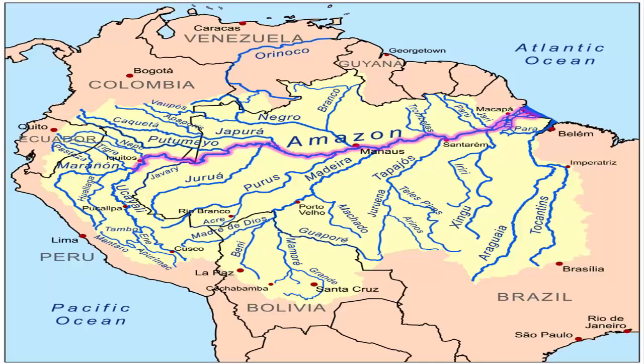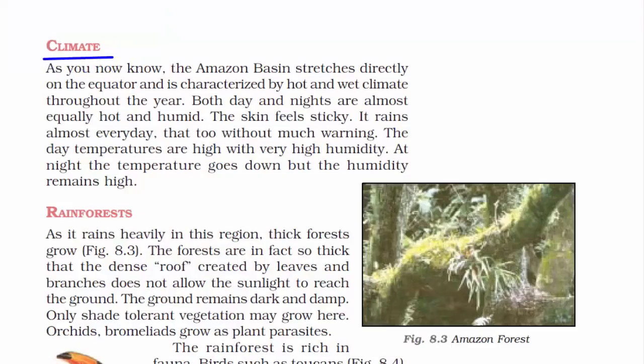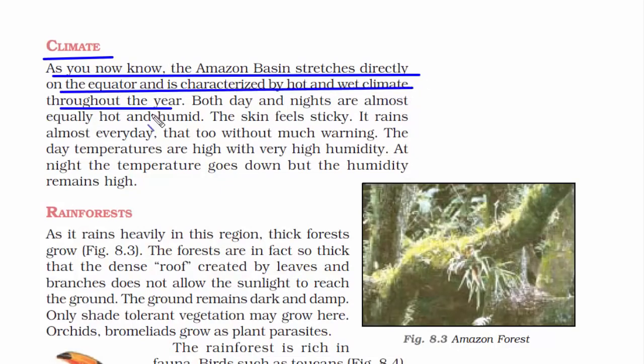Now let's have a look at the flow of the river Amazon. It originates from the Andes Mountains of the west, goes all the way through Brazil and drains into the Atlantic Ocean on the eastern side. Now let's read about the climate of Amazon. Since it lies on the equator, it has a hot and wet climate throughout the year, and days and nights have high humidity. And it also rains almost every day. There are a lot of things going on if you see, so let's understand that one by one.